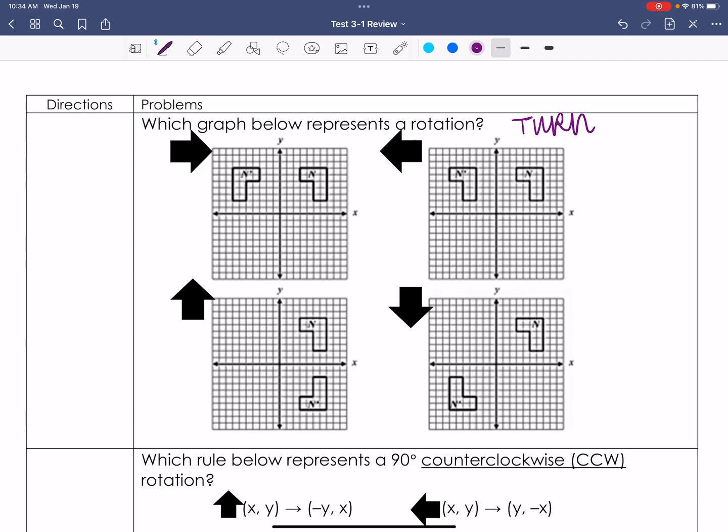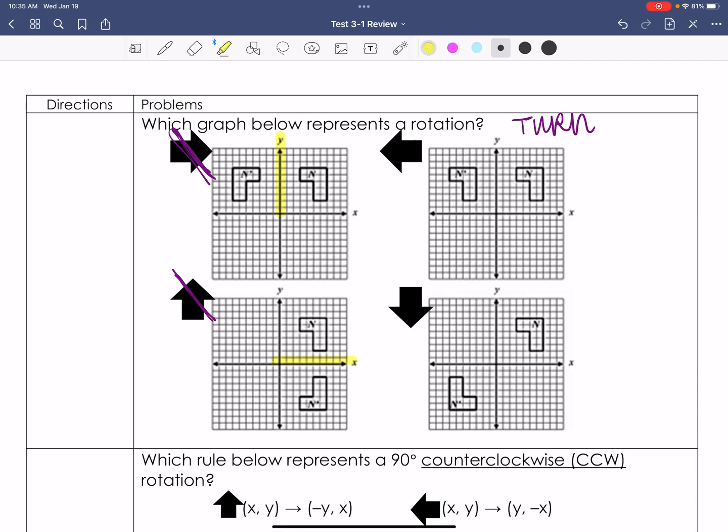So for the right arrow here, I see that this is actually going to be a reflection over the y-axis. I know this because my shapes are facing each other. So the right arrow is not correct. Looking at the up arrow, I see this is a reflection over the x-axis. So again, not a rotation.